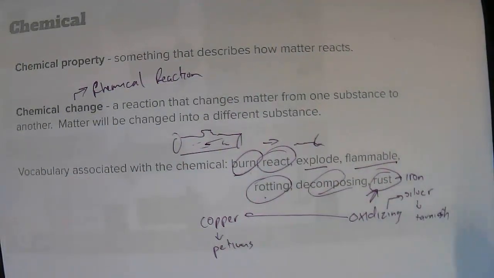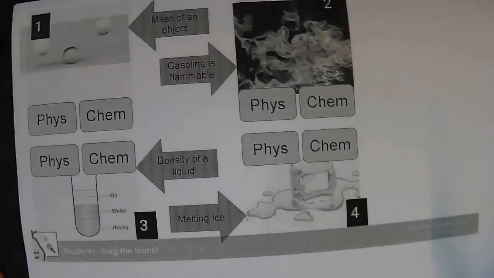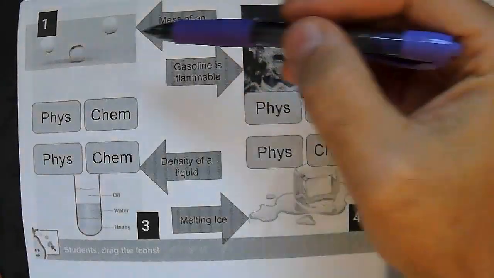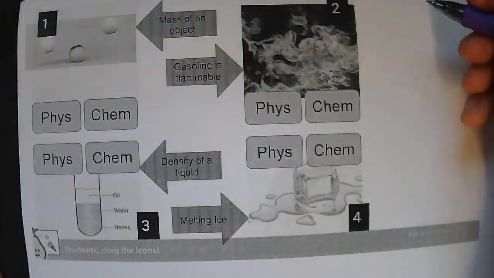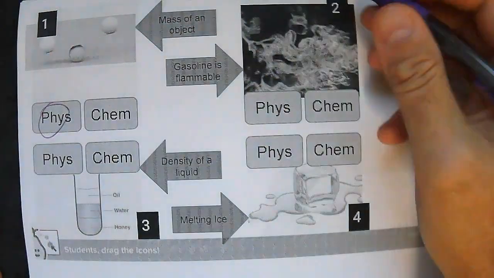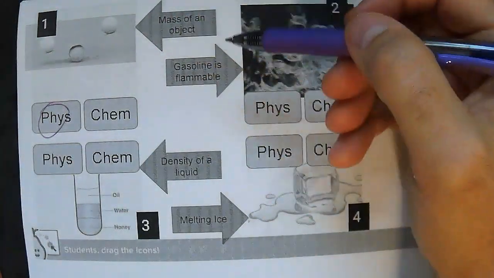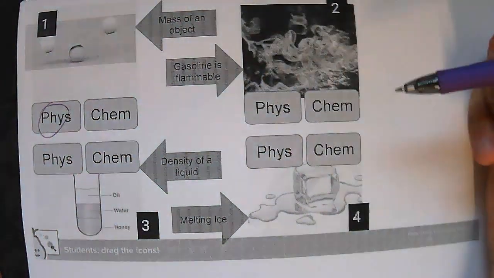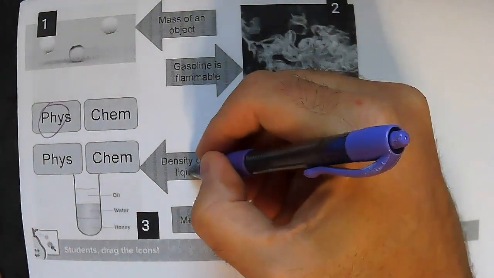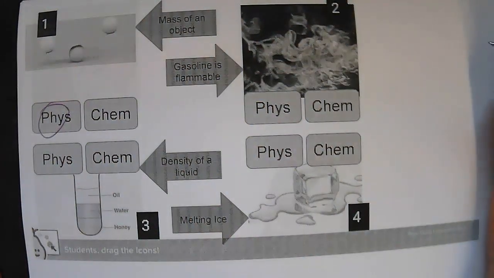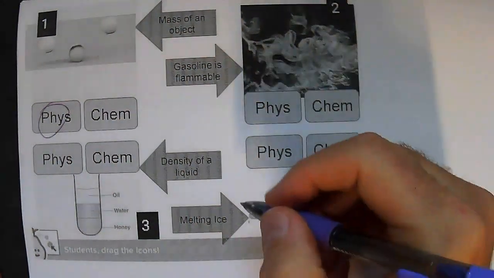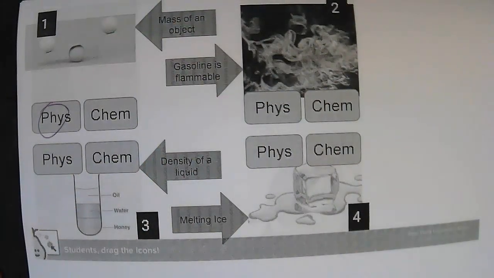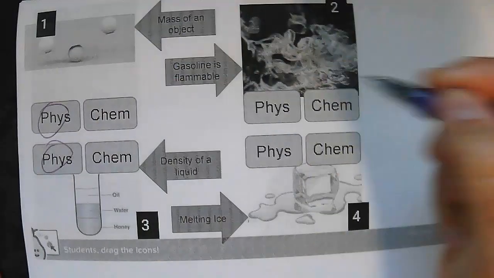Okay, so let's do some examples. What we want to do is we have the mass of an object. We want to know if that's physical or chemical. That is physical. That's a measurement. You put it on the balance. We've used balances in the lab. That is a physical property. The density. In order to determine the density of something, again, we did this in lab, you don't have to have it undergo a chemical reaction. It's physical.